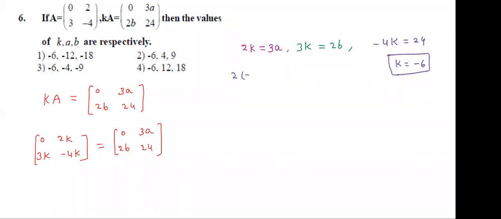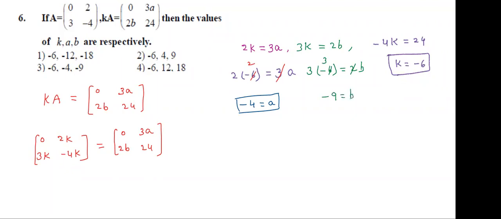Now substitute the k value. 2 into minus 6 is equal to 3a. Now 3 2s are 6 and 3 2s are 6. Finally, what is the a value? Minus 4 is equal to a. Next, 3k means minus 6... wait, 3k is minus 18... as given, that is equal to 2b. 2 3s are 6. Then minus 9 is equal to b.